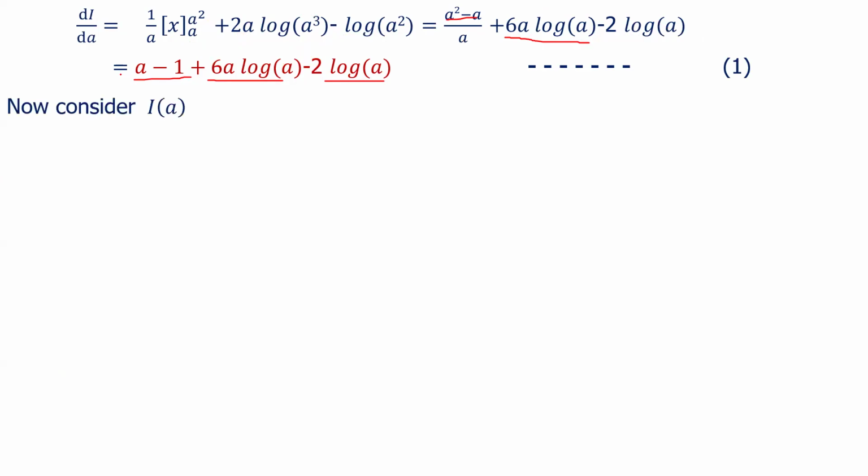Now consider I(a) is equal to integration of log ax under the limit a to a square into 1 dx. Now we have to evaluate this integral using the rule of integration only. So if you want to integrate this log x, it is not possible, so we have to introduce 1. Now we can apply the integration by parts.